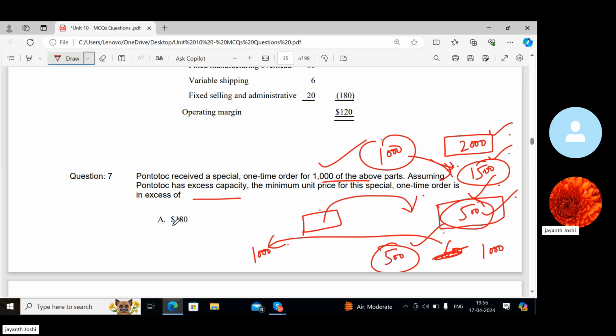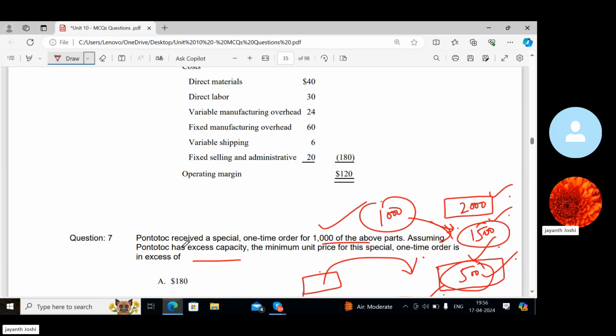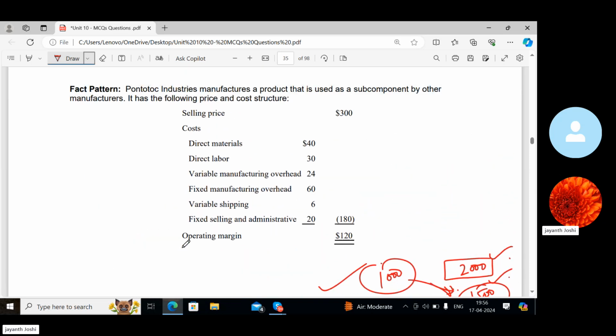So in that case, your answer would be the loss of opportunity cost, that is the contribution plus variable cost. But here there is no such thing. I can easily fulfill this order also. So my relevant cost will only be variable cost, right?